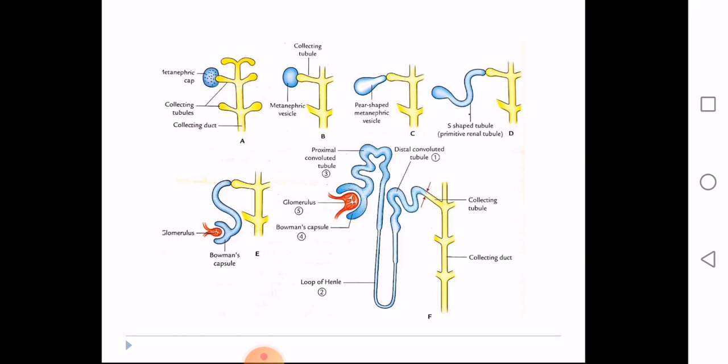Okay, so look at this diagram. Okay, now in this diagram, the yellow portion is your derivatives of the ureteric bud. Alright, now look at the blue one.